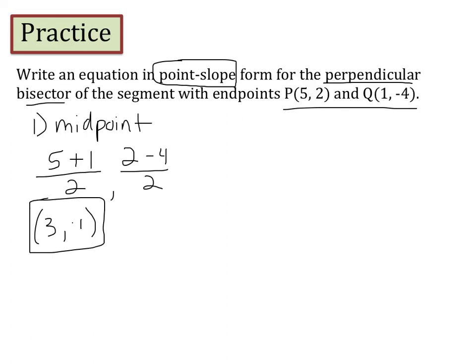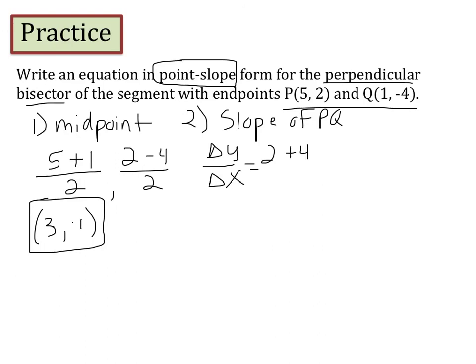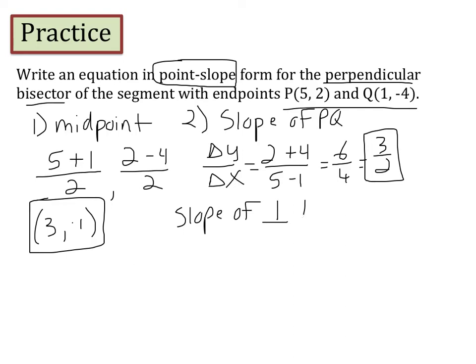Now I need to find the slope of PQ. So that's the change in y over the change in x. So we have 2 minus negative 4 over 5 minus 1. That becomes 6 over 4, which is 3 over 2. So that means the slope of the perpendicular bisector is going to equal negative 2 over 3.